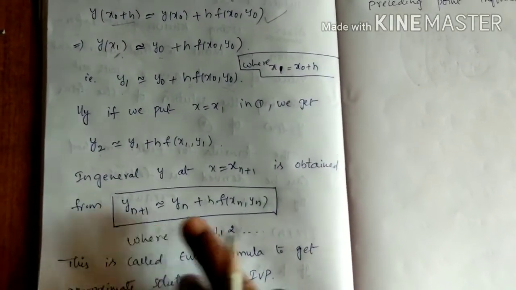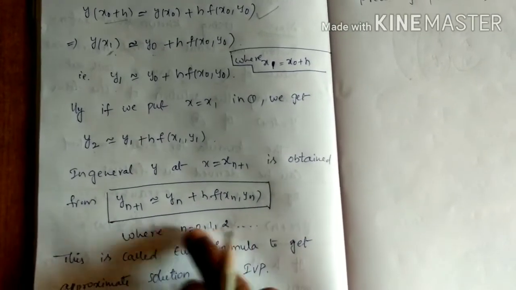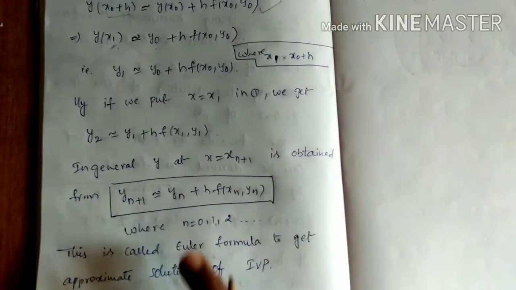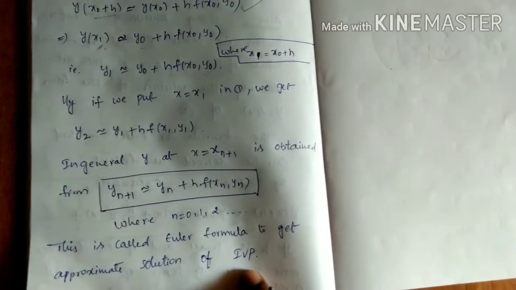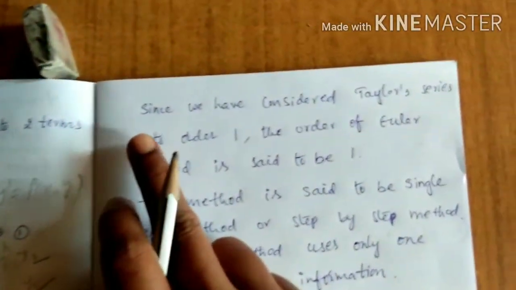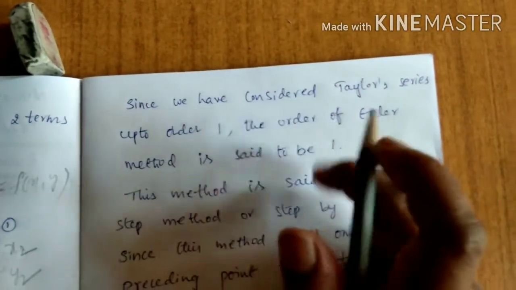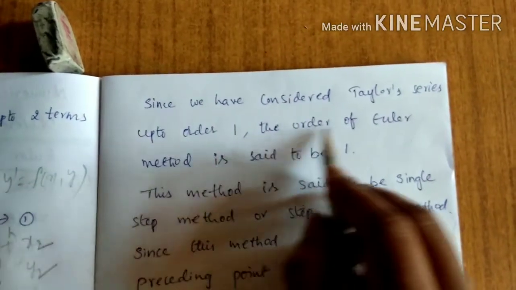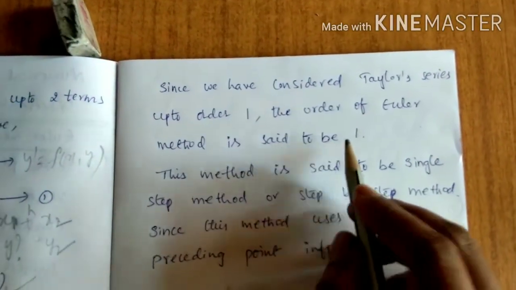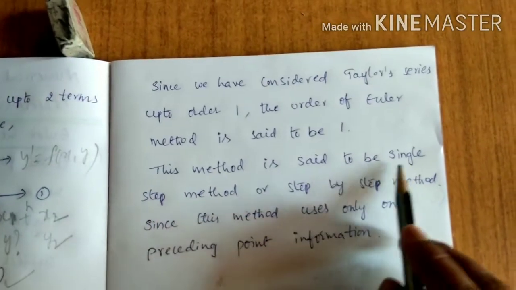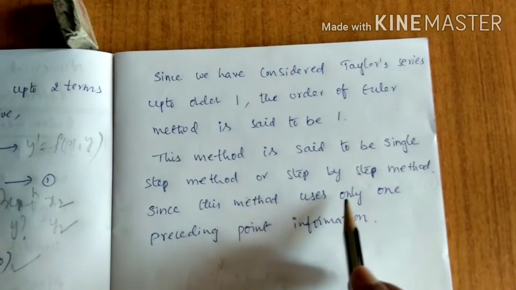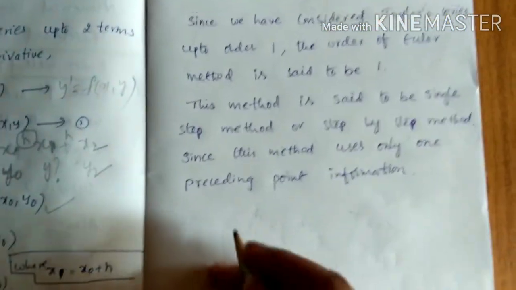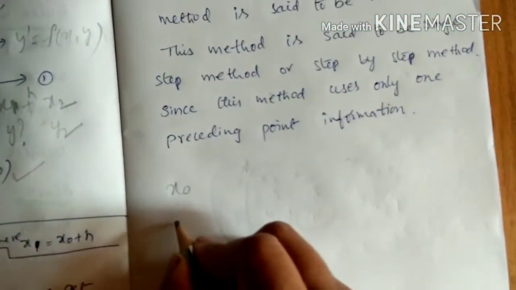For n equal to 0, we will get y1. For n equal to 1, we get y2 and so on. This is called Euler formula to find approximate solution of initial value problem. Since we have considered Taylor's series up to order 1, the order of Euler method is said to be 1. Also, this method is said to be single step method or step by step method, since this method uses only one preceding point information. Let us see that.